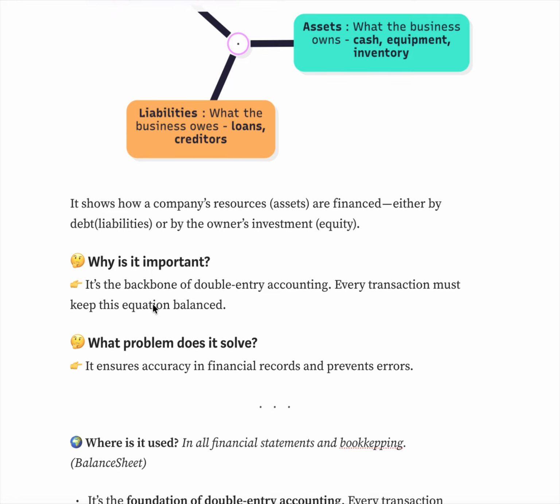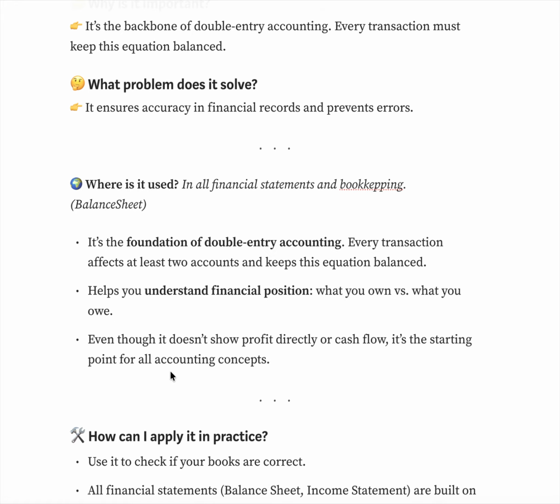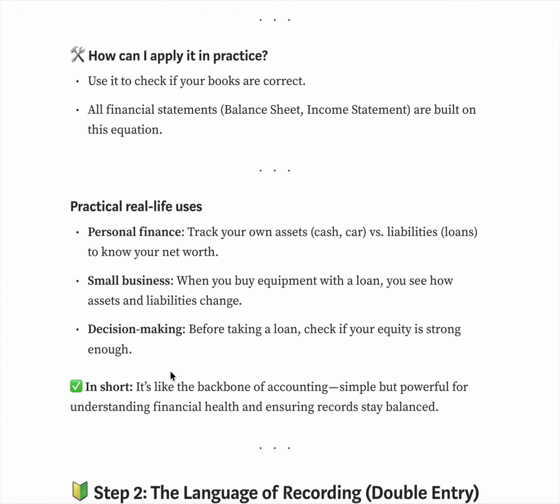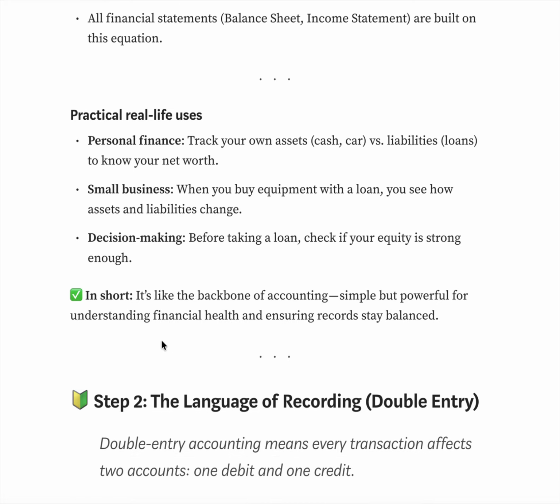Why is it important? Because it's the backbone of double entry accounting. Every transaction must keep the equation balanced. What problem does it solve? It ensures accuracy in financial records and prevents errors. Where is it used? It is used in bookkeeping and, for example, the balance sheet that we're going to use later on. So how can we apply it in practice? We can apply this accounting equation in the balance sheet and income statement.